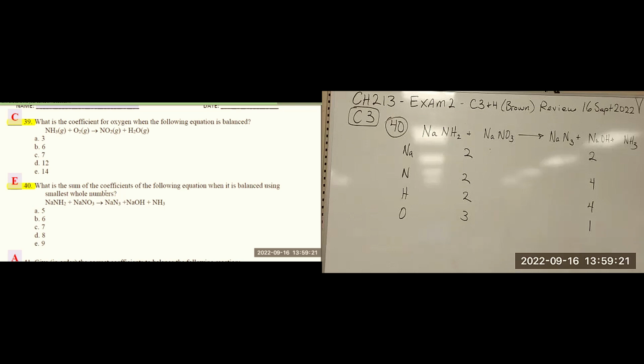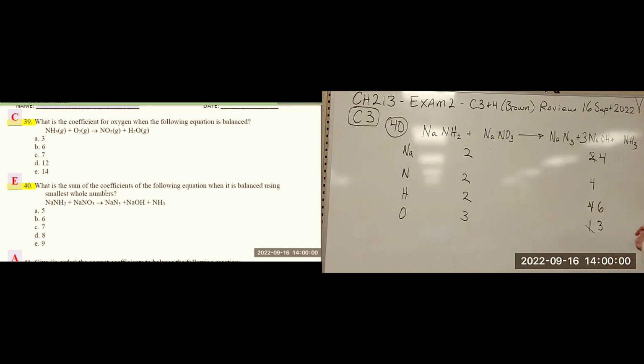What if we do the oxygen first, since it's only in one location? Sometimes you just have to start and bulldog your way through it. If I put a 3 here, that makes 3 oxygens. Okay. It also makes 3 plus 3 is 6 hydrogens. Okay. Now I've got 4 sodiums. All right.